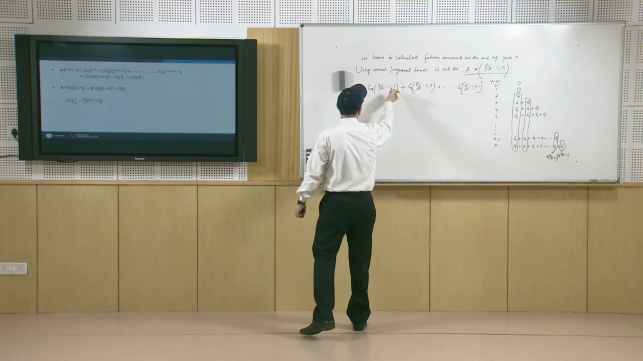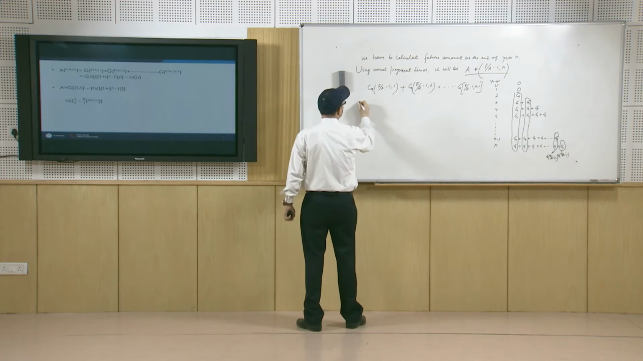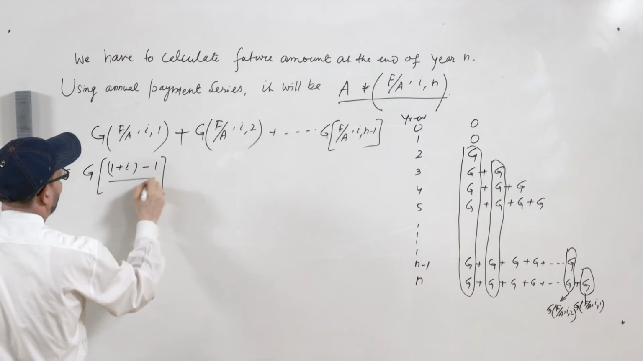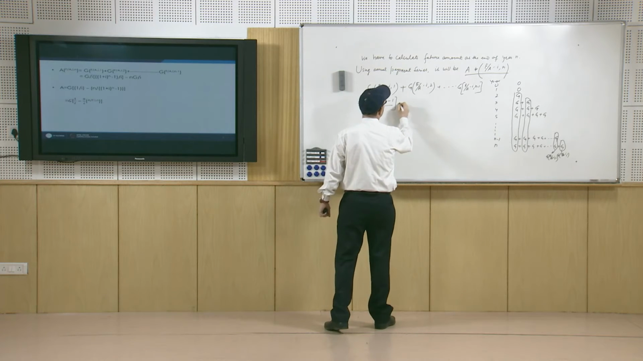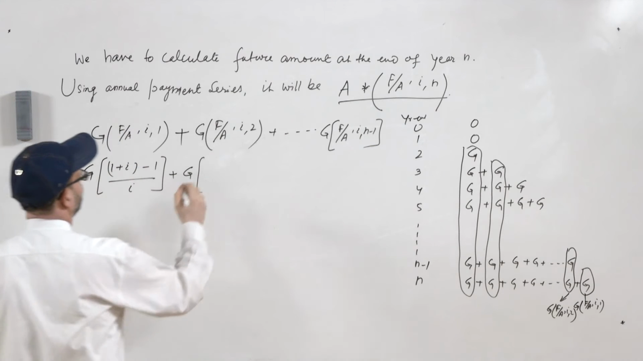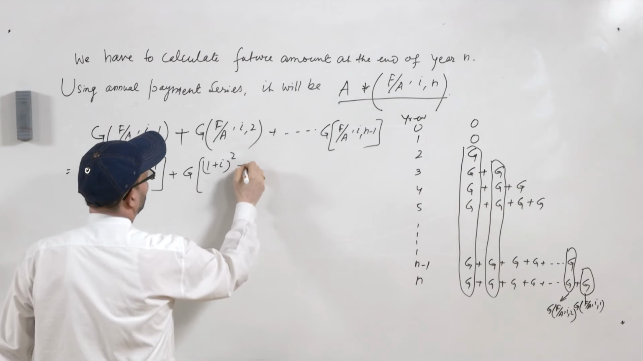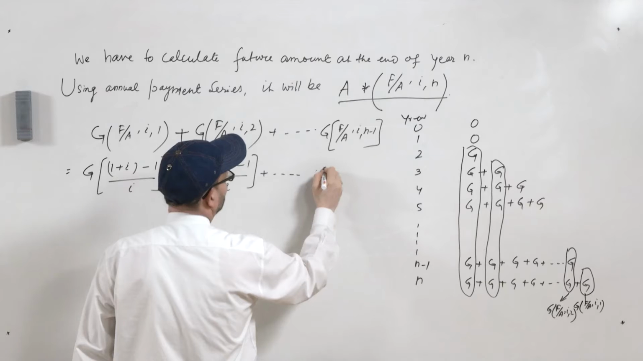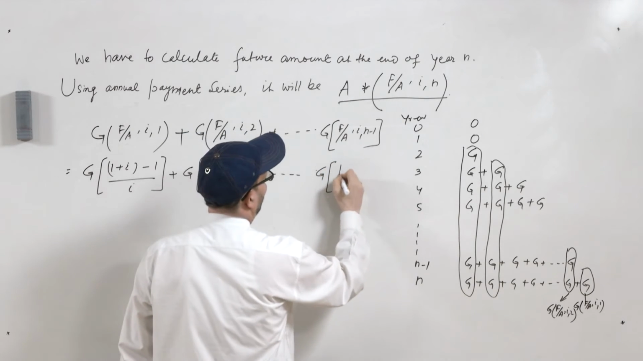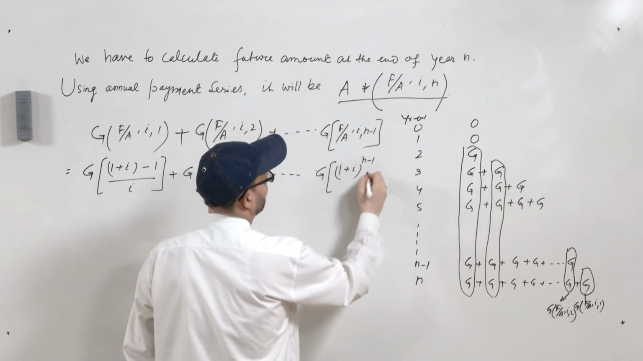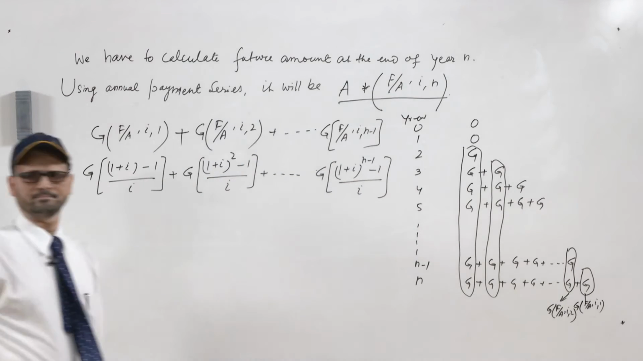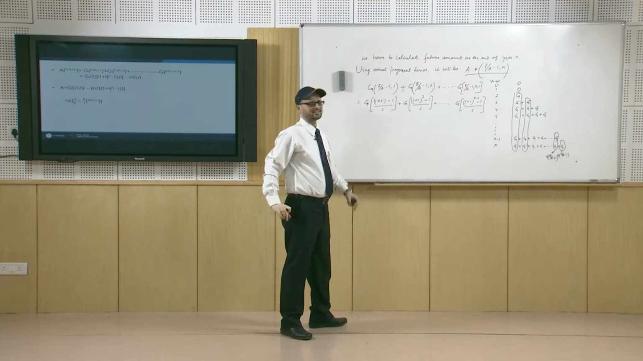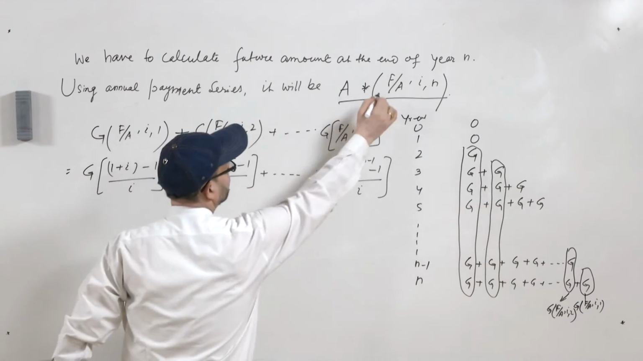So, as we know f by a I 1 is nothing but g times 1 plus I minus 1 by I plus g times 1 plus I raised to the power 2 minus 1 by I. So, this will go on to g times 1 plus I raised to the power n minus 1 minus 1 by I. This amount, basically the expression which we get, will be equated to this, that we will do later.